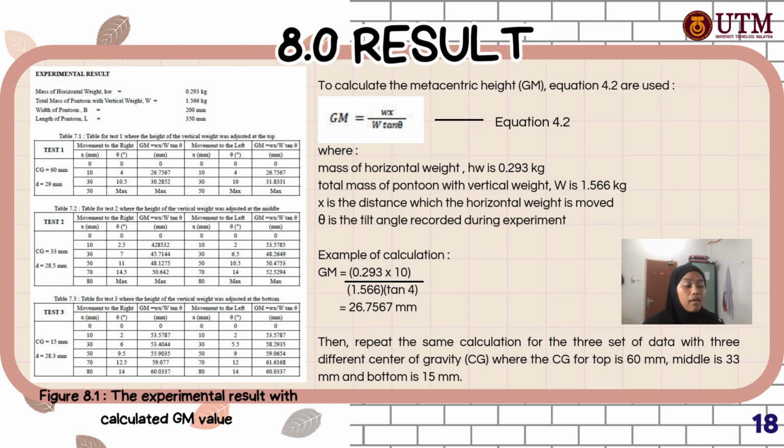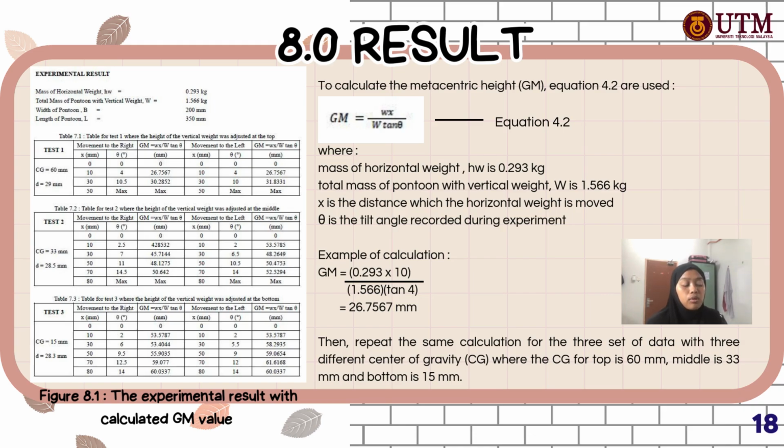And next, we have to calculate the metacentric height, GM, using equation 4.2. As shown in this slide, GM is equal to w x over W tan θ. So we have w with the value of 0.293 multiplied by 10, which is the displacement to the right, divided by capital W, which is the total mass of the pontoon, and also multiplied by tan of the angle, where we use 4 degrees in this slide for the example calculation.